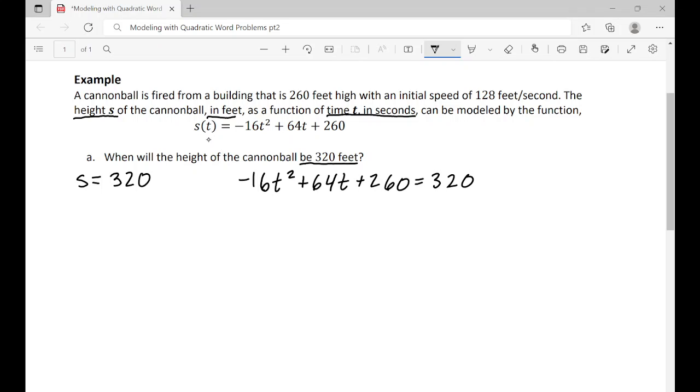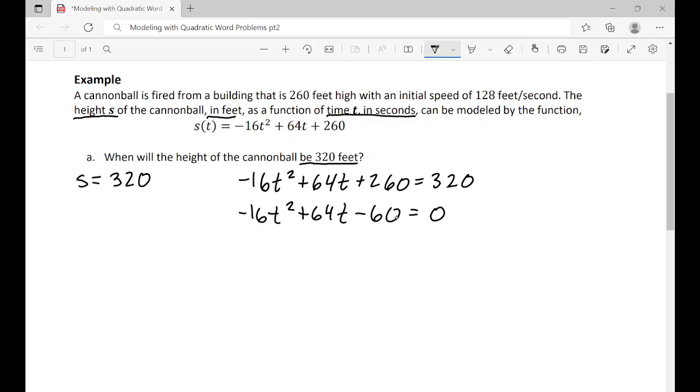Now I could have put equals 320 on this side or equals 320 on this side. It doesn't make a difference. I prefer it over here just because that's what I'm used to. Now I'm just going to subtract the 320 over to get everything to one side. So when I do that, I'm going to get negative 16t squared plus 64t minus 60 equals 0.